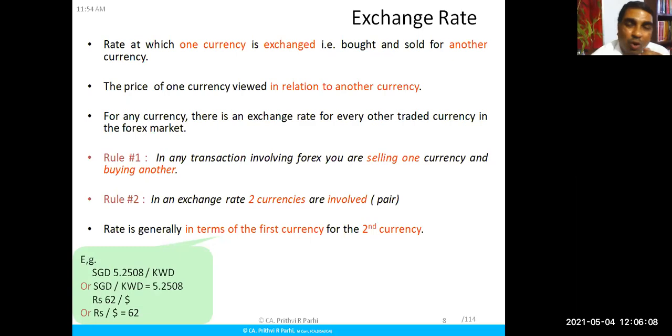Understood? It may also be written like this: Singapore dollar by Kuwait dinar is equal to 5.2508. This is another way of expressing the same quote. This is also the first currency per unit of second currency. Meaning, always remember it is the second currency which is traded against the first currency. That means the second currency is the one which is bought and sold.